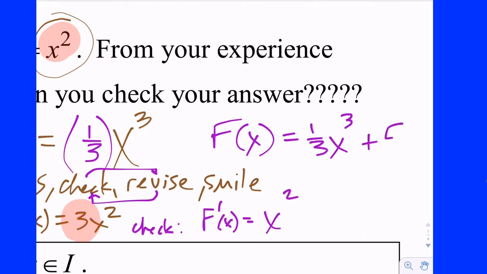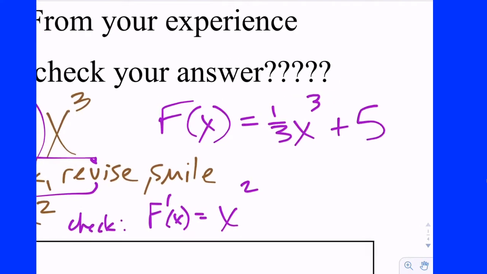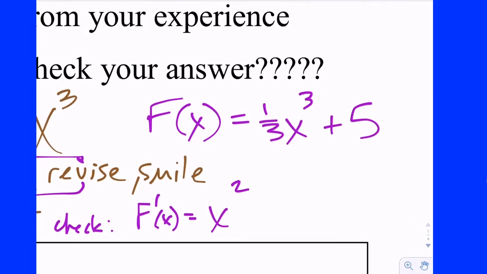Plus 5, you said. Will that work? Yeah, I believe so, because the derivative is going to be x squared plus 0. The derivative of 5 is 0. So there's another antiderivative. How about 15? Will that be another one? And 151, is that another one?